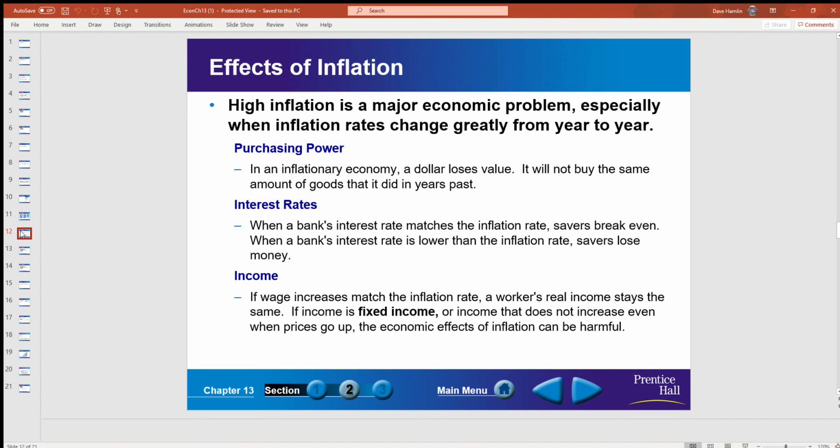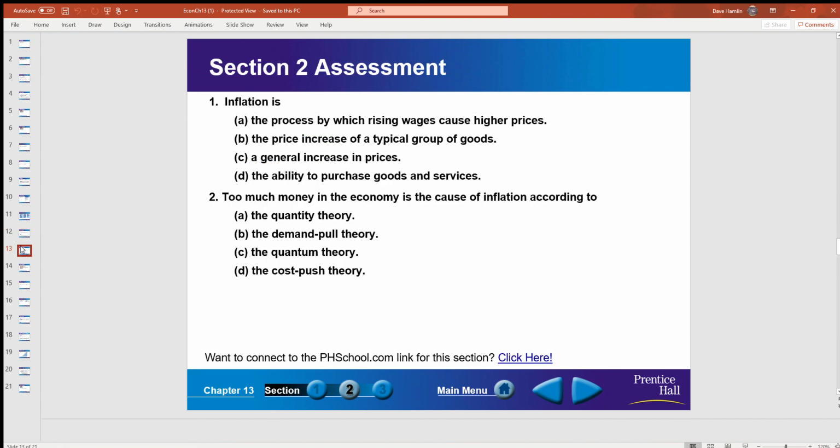Finally, with income, if wage increases match the inflation rate, things are good. It's natural growth. But again, as we said before, if your income's fixed and it doesn't move, if it doesn't increase when prices go up, then you get harmed. And so that's inflation for you.